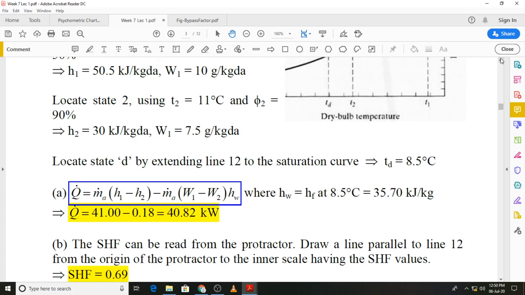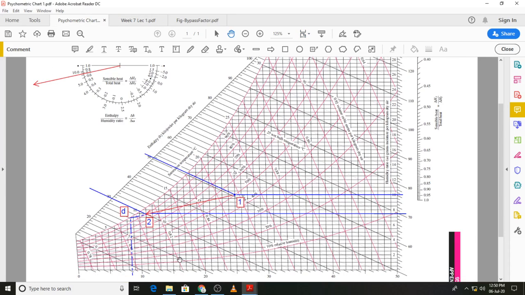H1 is 50.5 and W1 is 10. Similarly, H2 is 30 and W2 is 7.5. If we want, we can look at these. I've already marked these out over here. You can see that H1 is 50.5 and W1 is 10 grams per kilogram dry air. Similarly, if you look at H2, it is 30 kilojoule per kilogram dry air, the specific enthalpy, and the humidity ratio is 7.5 grams per kilogram dry air.